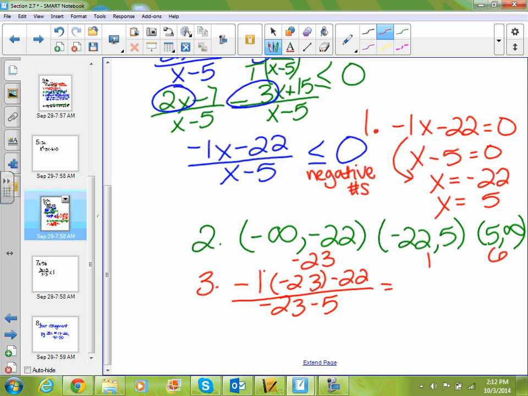Well, negative 1 times negative 23 gives me positive 23. So I get 23 minus 22, and negative 23 minus 5 is negative 28. So 1 over negative 28, which is a negative number, right? So this one works.